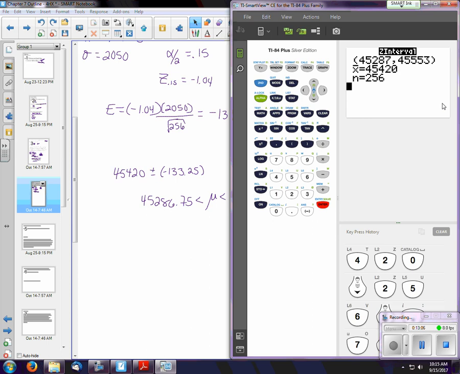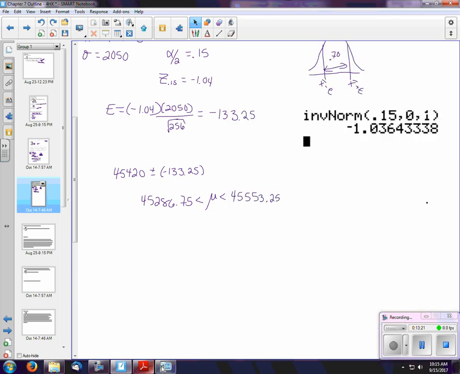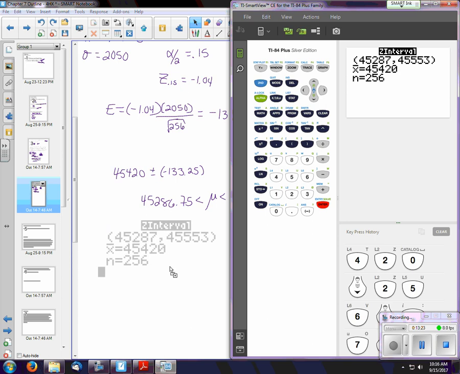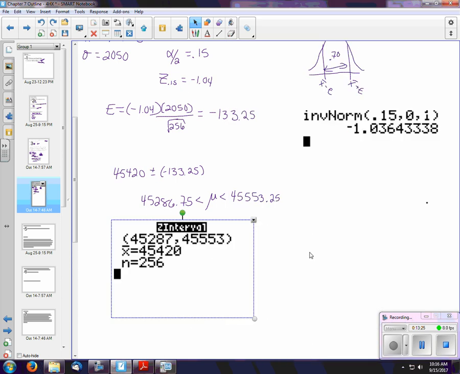So when I calculate, this gives me my boundaries. And you'll notice that it's very close since the calculator does not have to round, and we did have to round to do this by hand based off of our z-score chart. We get very similar answers. Either of these would be completely acceptable. Whichever method you prefer, it's entirely up to you.